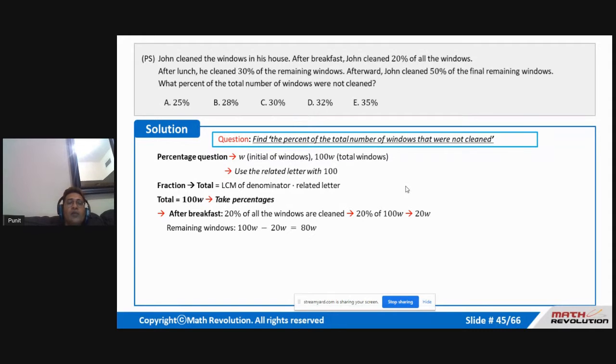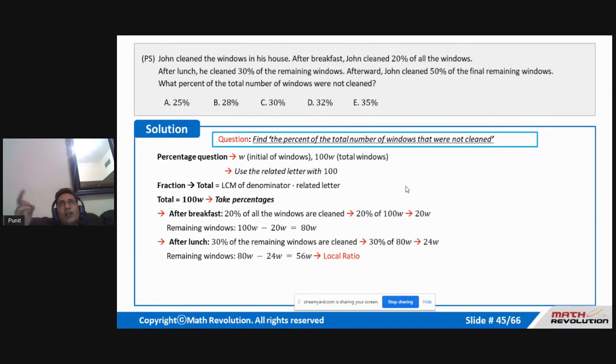Post lunch, 30% are done. Now see, 30% of 80W, again, it's a local ratio. It's a part of a whole. We are not dealing with 100 now. We are dealing with 80, out of which 30% are done. That means 24 windows are done, so we are left with 56 windows.